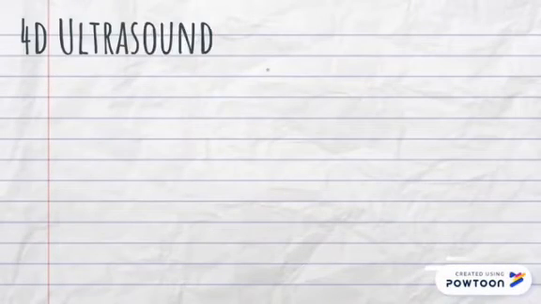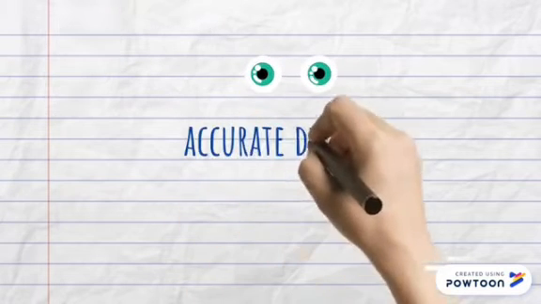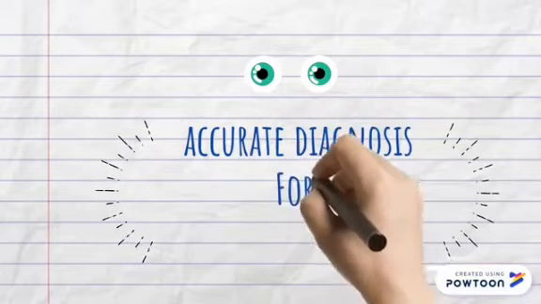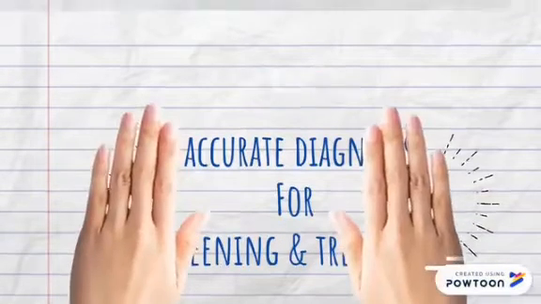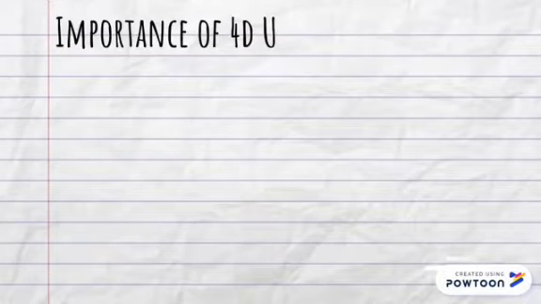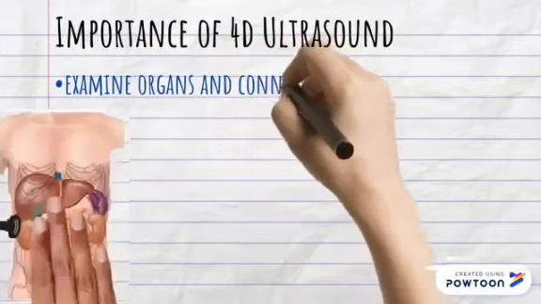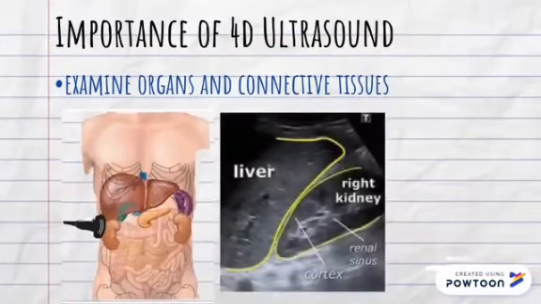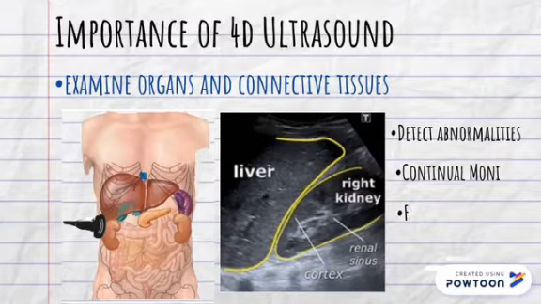4D ultrasound is the eyes for helping doctors get a closer look in order to make an accurate diagnosis for patients for further screening and treatment. The importance of 4D ultrasound and its clinical uses include the examining of organs and connective tissues in order to detect any abnormalities for continual monitoring and to see if there are any further testings required.